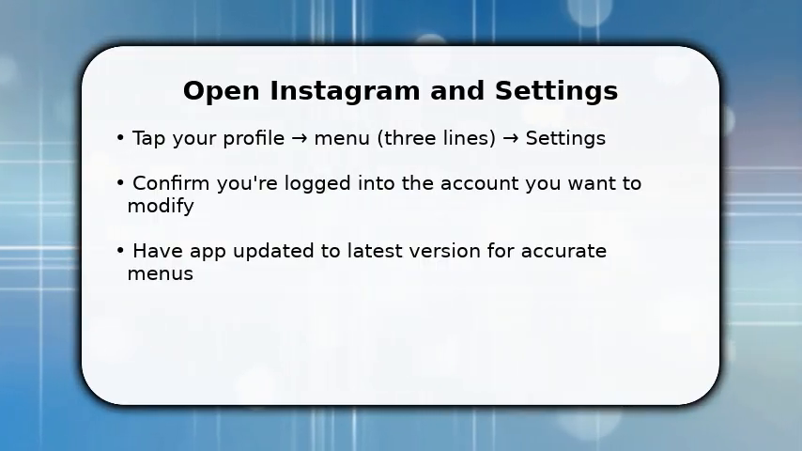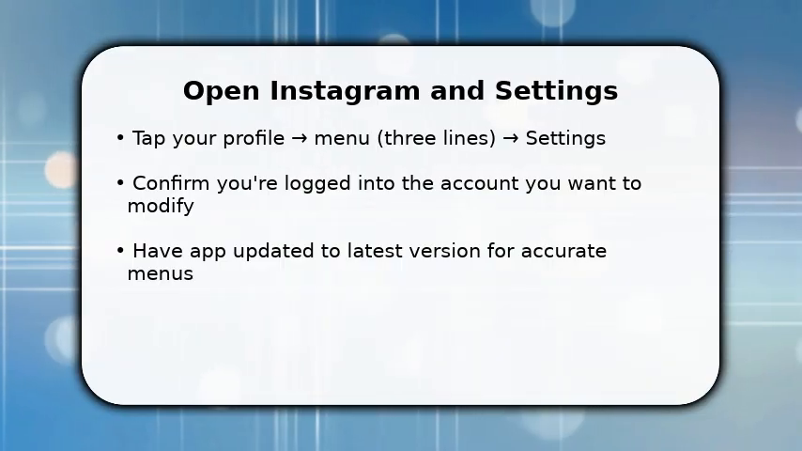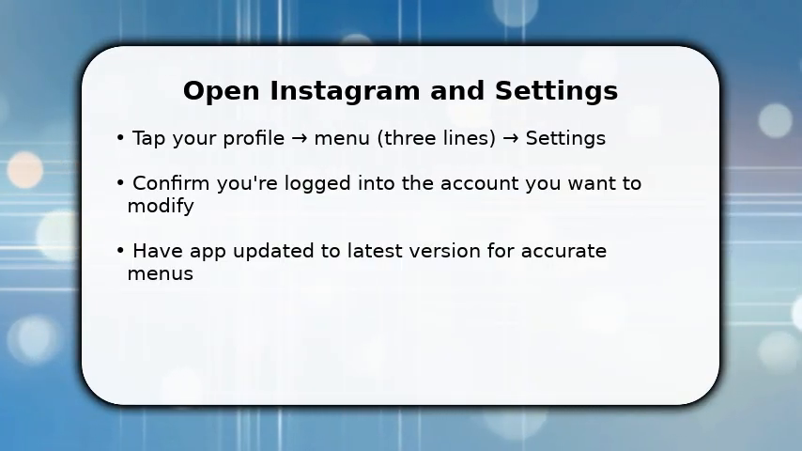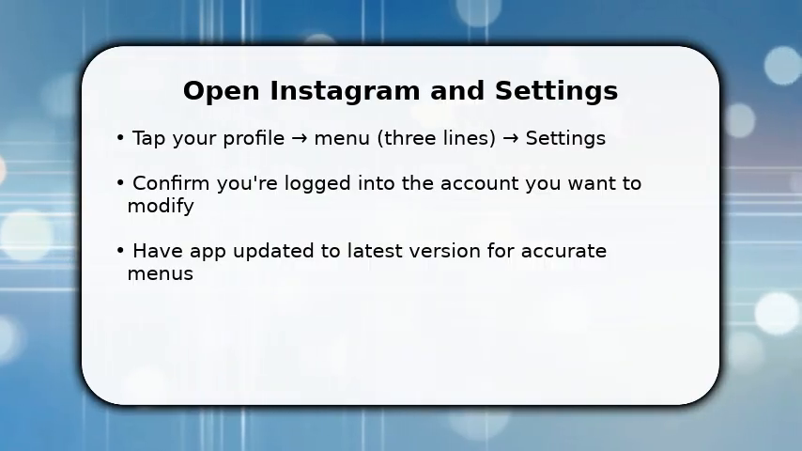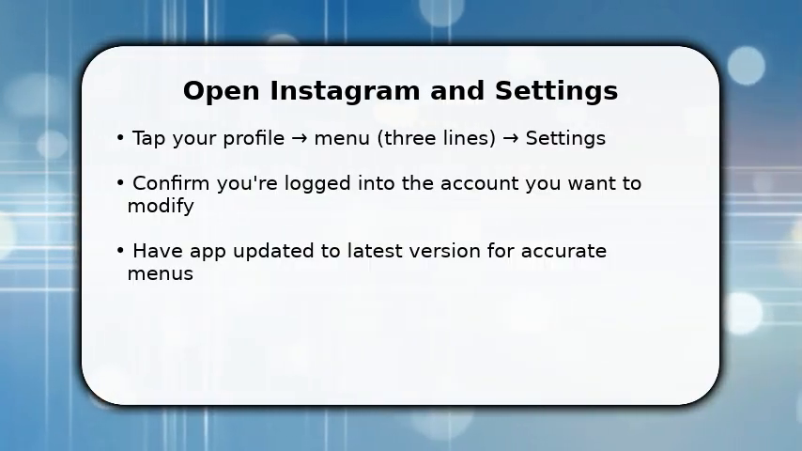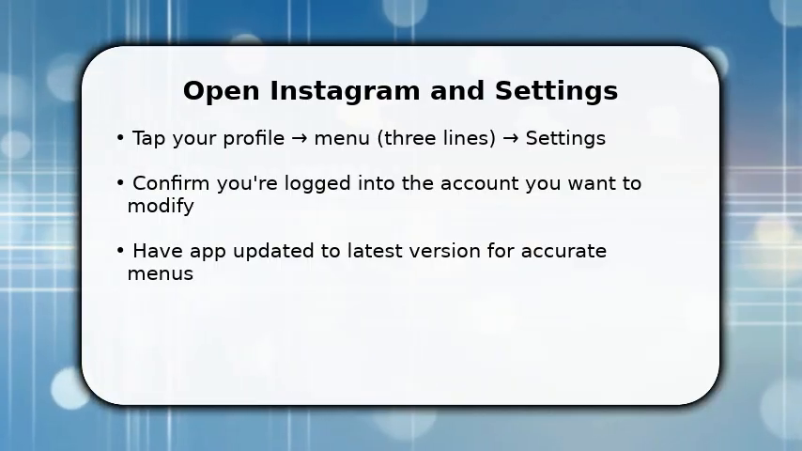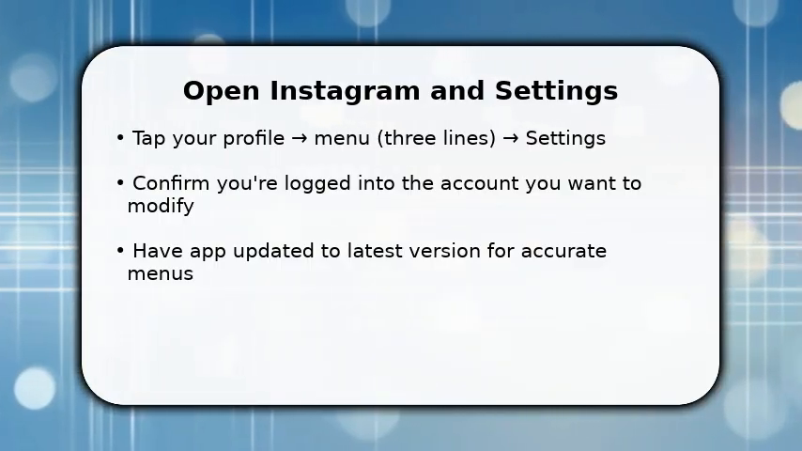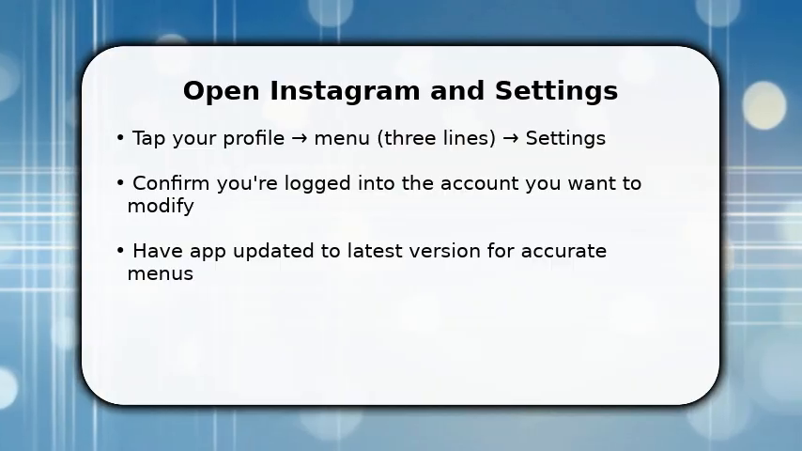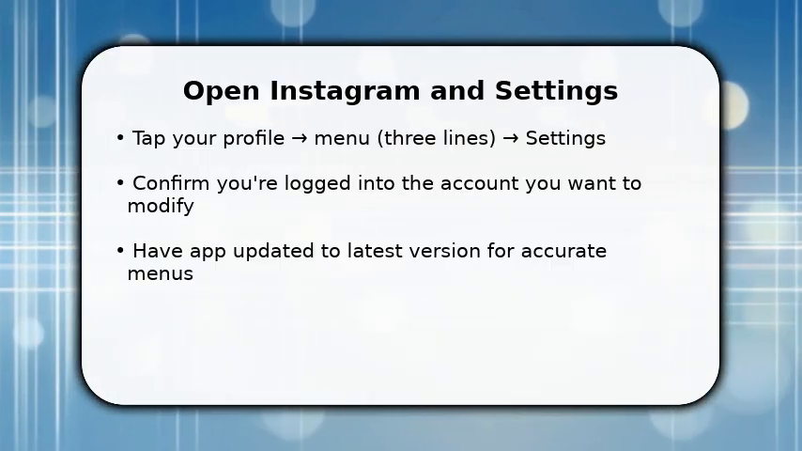You open Instagram and go straight to your profile, tap the three-line menu, then Settings. This is the fastest path to notification controls, so start here. Once in Settings, navigate to Notifications to see app-level options. Make sure you are on the correct account and the app is updated, otherwise menus differ. This first step sets you up to stop unwanted pings and prevents toggling the wrong profile.